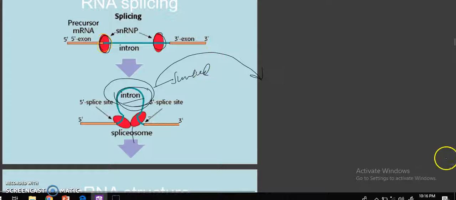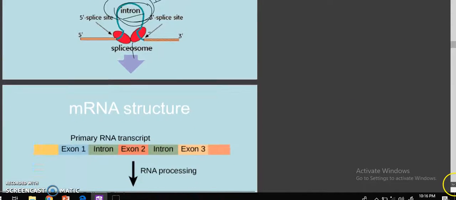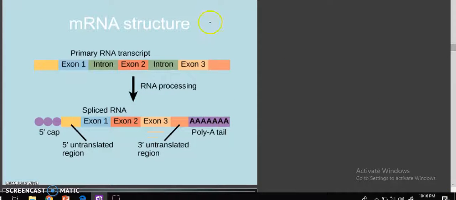So here the mRNA structure looks like this: exon 1, exon 2, exon 3, but we only need exons 1, 2, and 3 to join, while the cell needs to get rid of the two introns in between. So during the RNA processing, the spliceosome will splice the RNA and join the three exons. As you see in the picture, the three exons are now joined together.